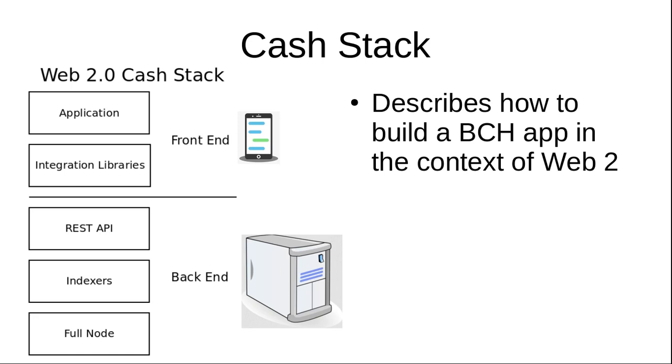And then ultimately at the bottom of the stack is the full node. That's the thing that's actually broadcasting transactions and containing the actual blockchain data. So this is the Web 2 cash stack, these 5 layers.